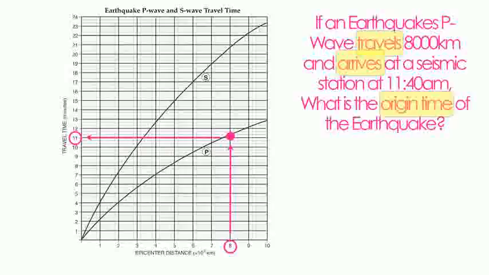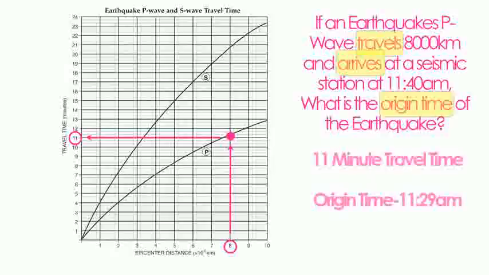If the P wave arrived at 11:40, but it took 11 minutes to travel the 8,000 kilometers, what you're going to do here is take the 11 hours and 40 minutes, and from that you are going to subtract the 11-minute lag time. If you subtract them properly, you should come up with an origin time of 11:29. Earthquake starts at 11:29 a.m., 11-minute travel time to get to you.